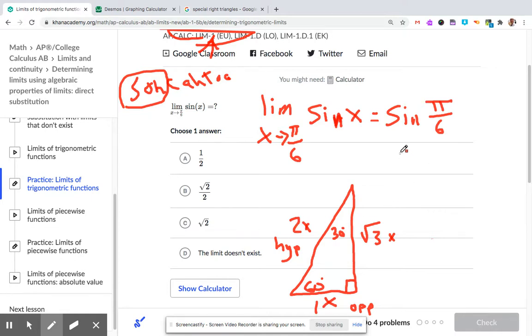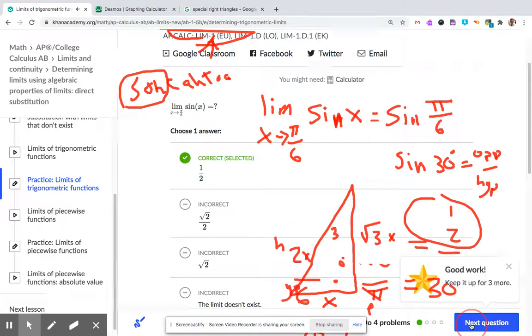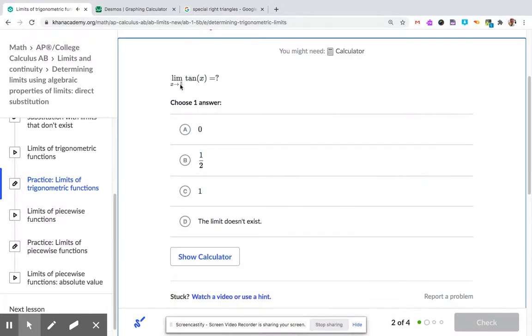So the sine of 30 degrees, which is the same as pi over 6, is equal to opposite over hypotenuse, which is equal to 1 over 2. So all that work for 1/2. But at least we know how to do it now, and we can get it right in the future. Okay. Next one, tangent of pi over 2.